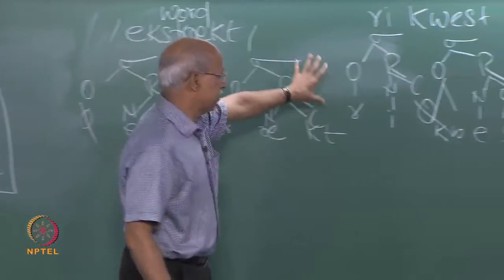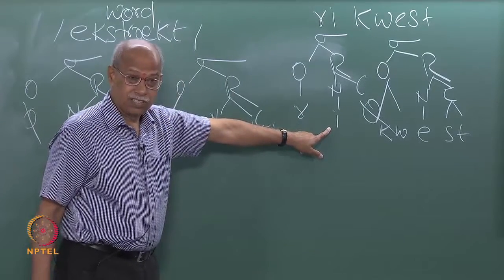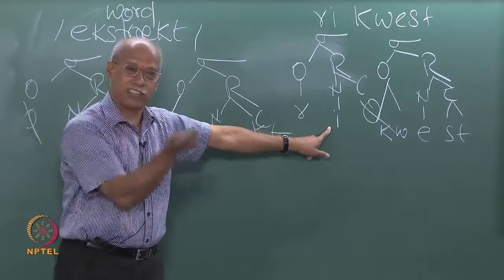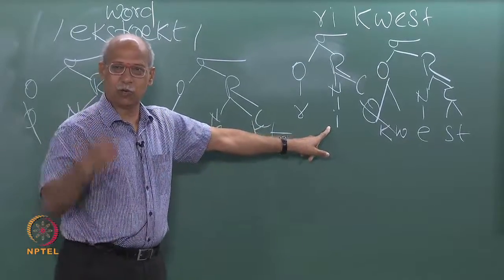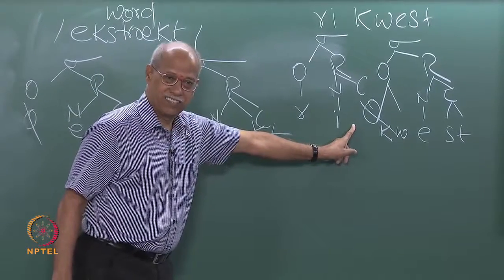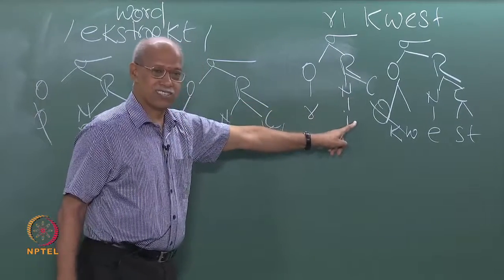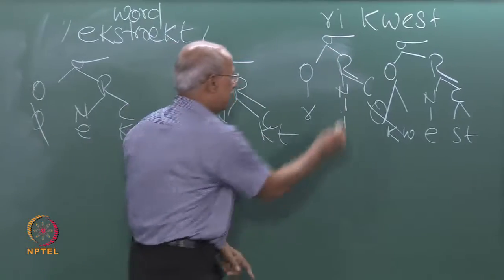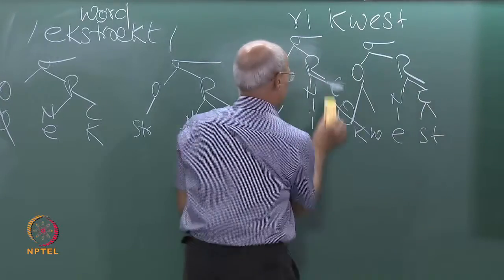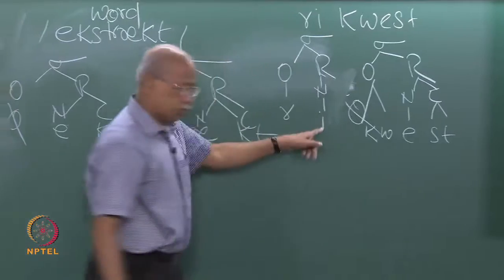Now, look at the geometry of the tree. Okay, in this case, can I have your attention? Complete attention. If necessary, close your eyes and see with closed eyes. In this case, there is no C following it. The rhyme does not branch. Rhyme is linear. There is nothing here. This is useless. Do you see the difference?